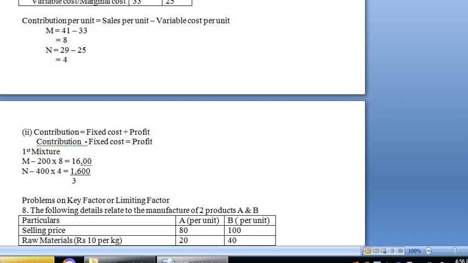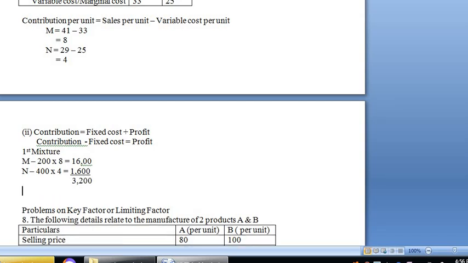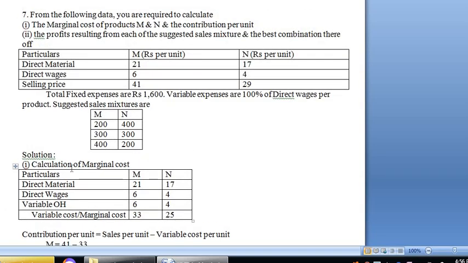Total of these two is 3200, right? Now from this we are going to deduct, that is, less fixed cost. Fixed cost is already given in the problem. If you want, you can just check here. Here they have given total fixed expenses are rupees 1600.